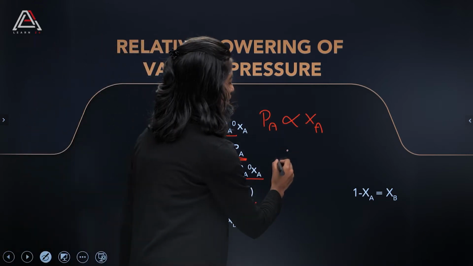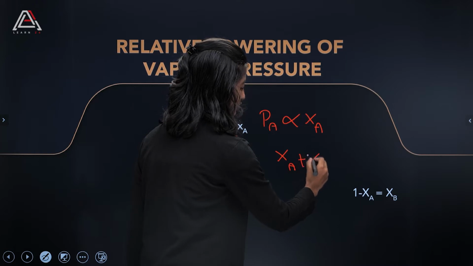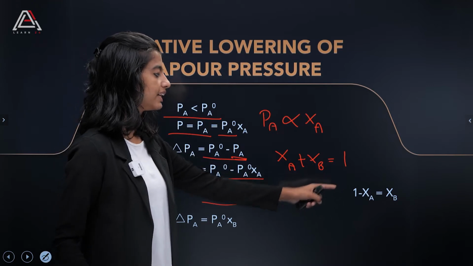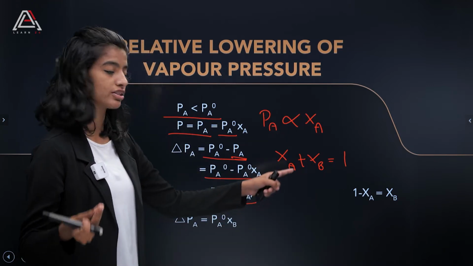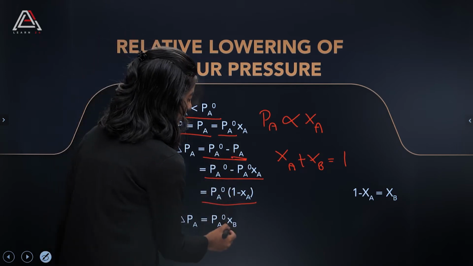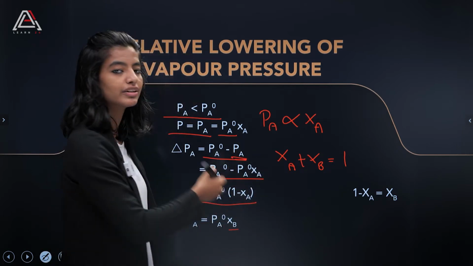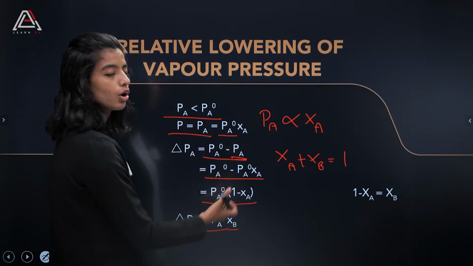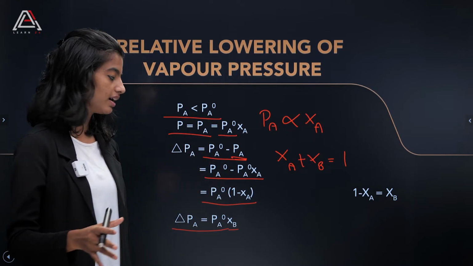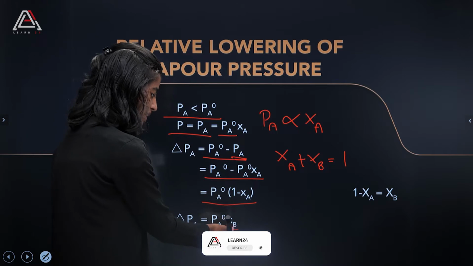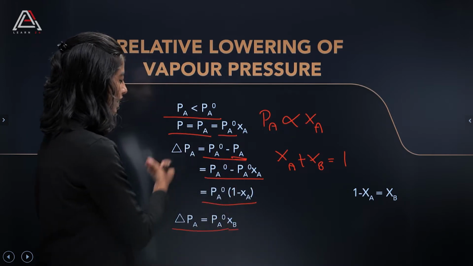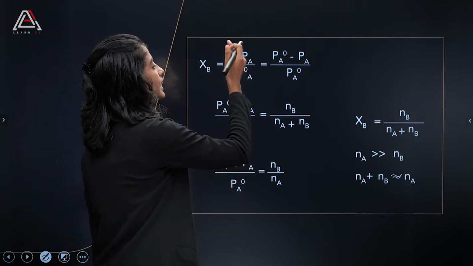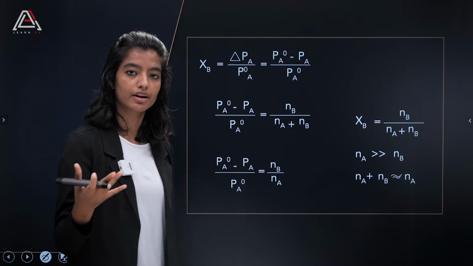We know that mole fraction of A plus mole fraction of B is equal to 1. Then I can write mole fraction of B is equal to 1 minus mole fraction of A. I can substitute mole fraction of B instead of 1 minus mole fraction of A, right? Then I got an equation delta PA is equal to PA0 into mole fraction of B. In order to know the value of mole fraction of B, I can take this to the left hand side. Then I can write mole fraction of B is equal to delta PA divided by PA0.